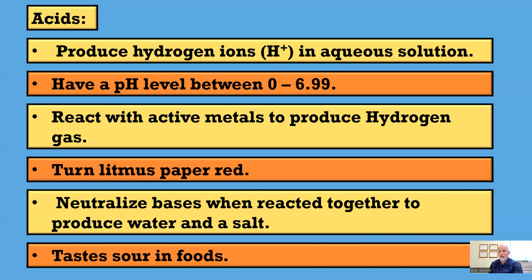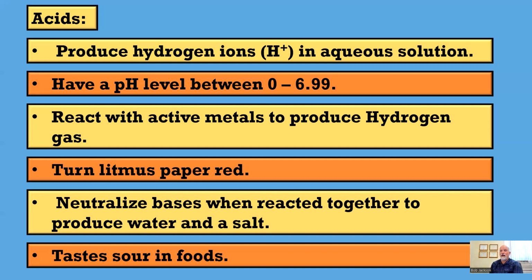Okay, acids turn litmus paper red. Litmus paper has an indicator in it, a substance that will turn colors at a given pH. So litmus paper will turn red or pink colored with acids. We always refer to it as red. It can usually be somewhere in the pink to red range.